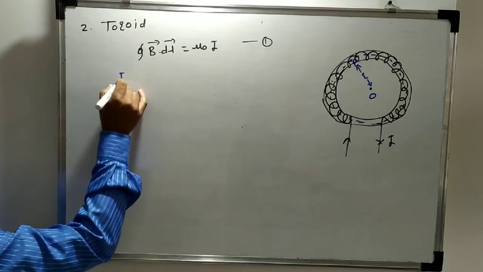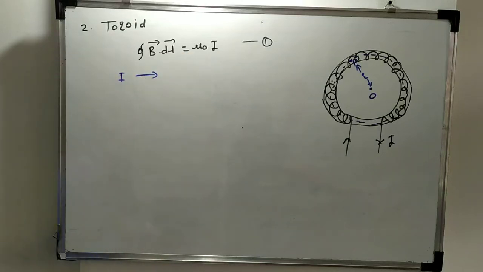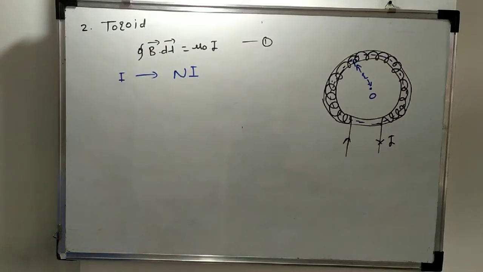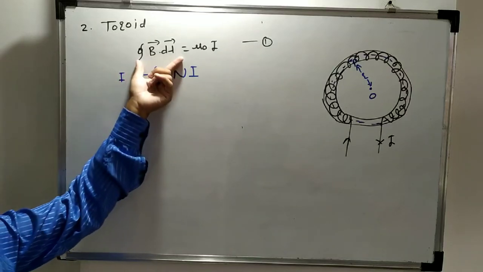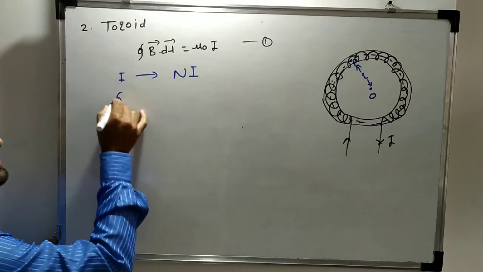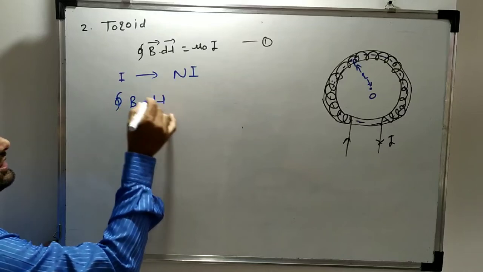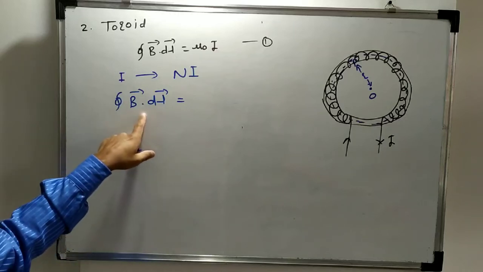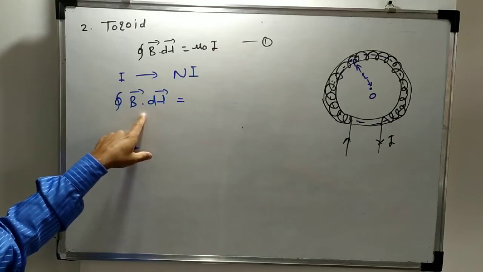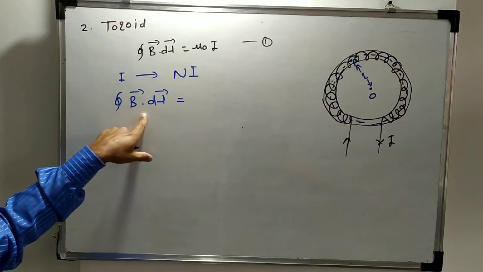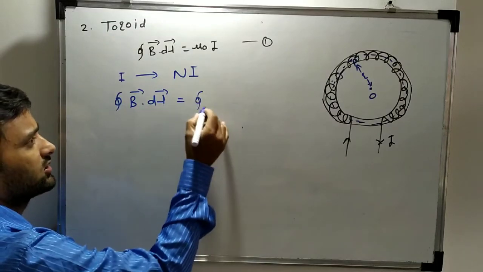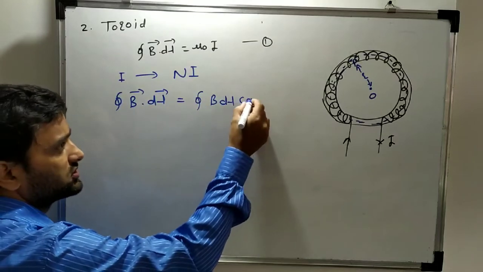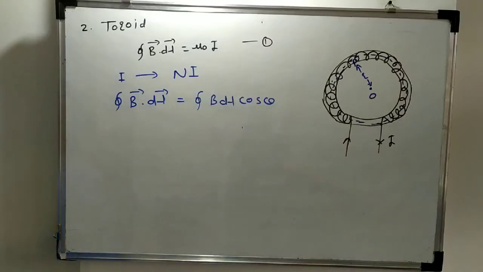So in this equation, instead of writing I, we should write Ni. Understood? This is the one change. And consider the left part. What is there in the left part? Line integral of B dot dl. If you take the magnitude, because there is a scalar product, then how can one write this equation? So we can write B dl cos theta, in case of a scalar product we consider the angle.